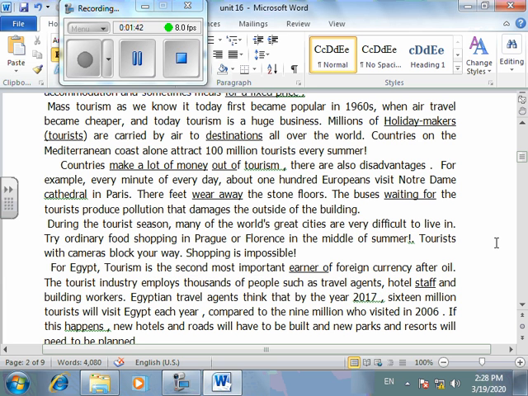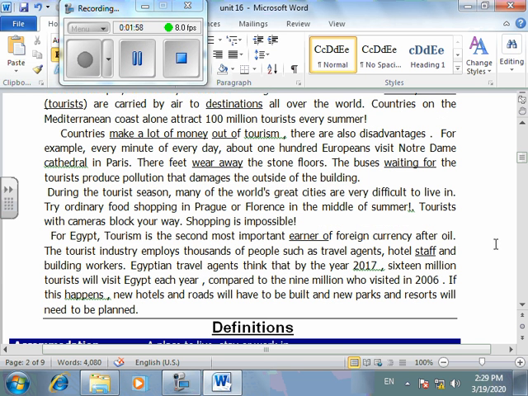During the tourist season, many of the world's great cities are very difficult to live in. Try ordinary food shopping in Prague or Florence in the middle of summer. Tourists with cameras block your way. Shopping is impossible. For Egypt, tourism is the second most important earner of foreign currency after oil. The tourist industry employs thousands of people such as travel agents, hotel staff, and building workers.